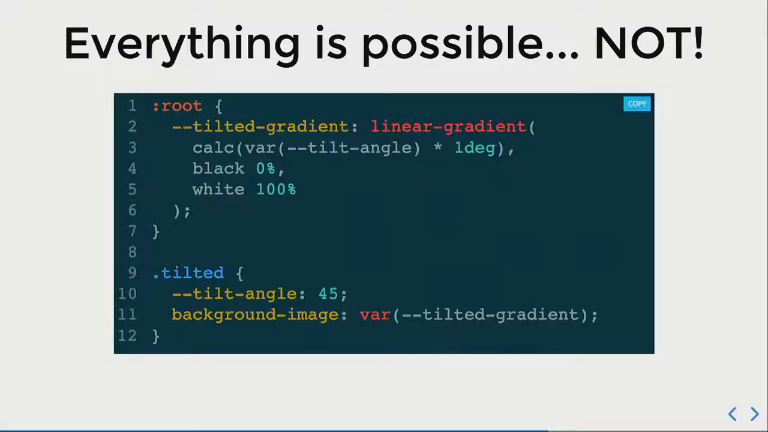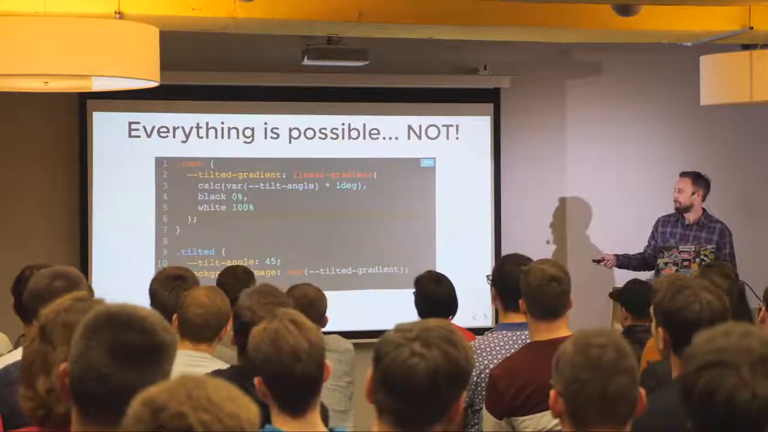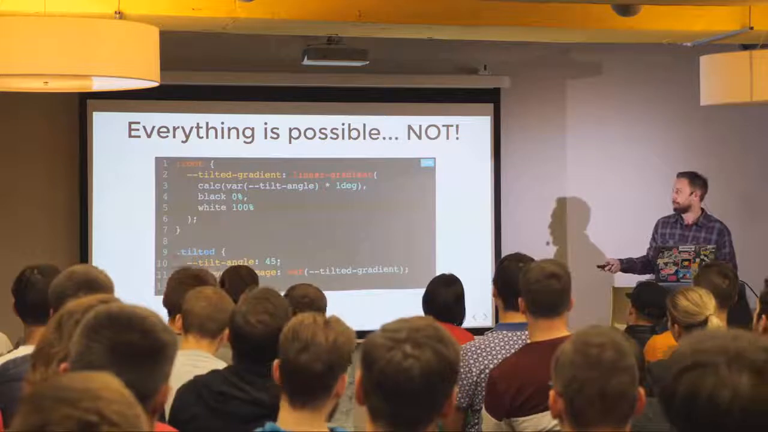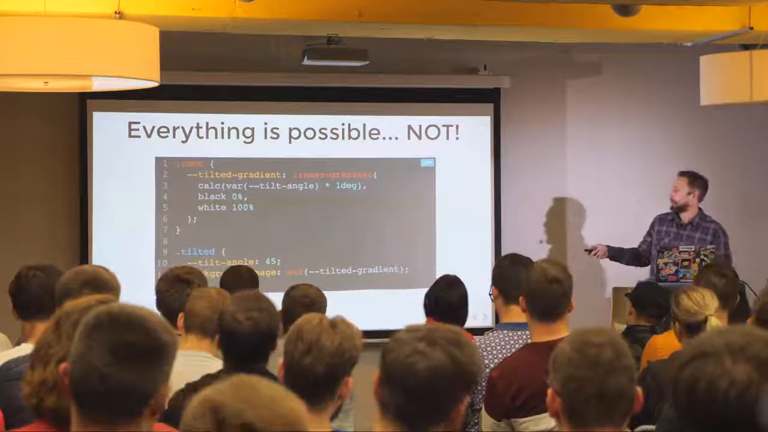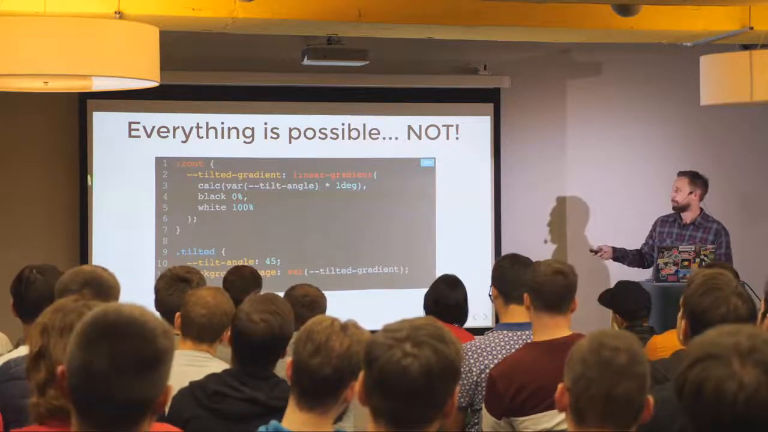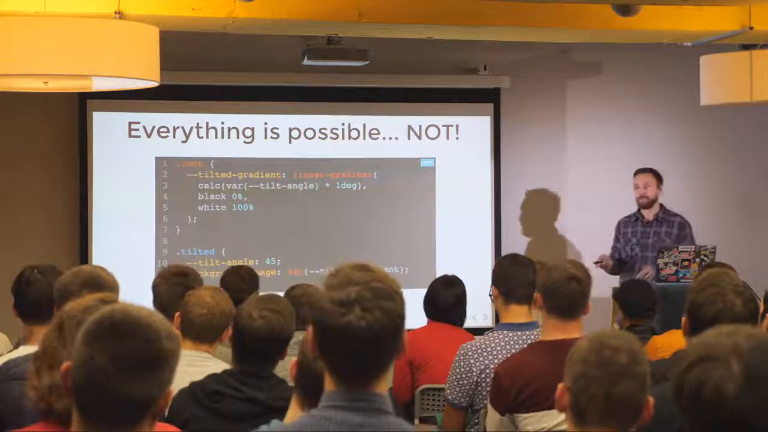Unfortunately, not everything is possible with CSS custom properties. If you take a closer look at this example, you can see that I'm trying to store another function as a custom property, and this function uses another variable which is not declared at the same selector. The variable tilt angle is declared on another class which tries to use the tilted gradient custom property as its background image. So in an ideal world, this function would read the value of tilt angle from the class, and well, this whole gradient will appear on your screen.